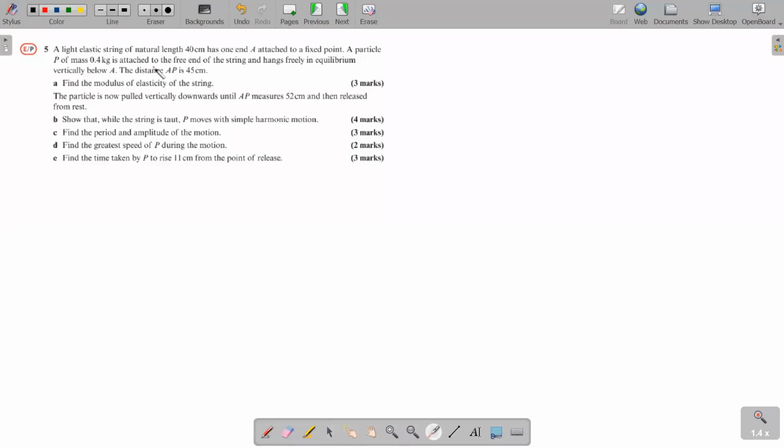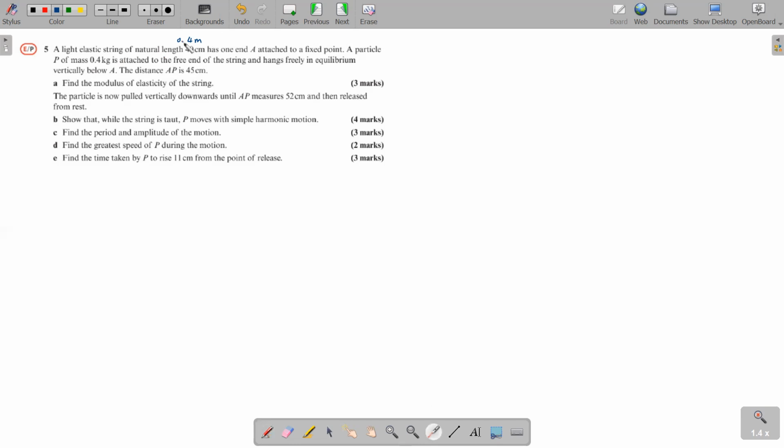Okay, so next we'll move to question number 5. A light elastic string. So this time we are working with a string. Be cautious of natural length 40 centimeter, or in other words 0.4 meter, has one end A attached to a fixed point. A particle P of mass 0.4 kilogram is attached to the free end of the string and hangs freely in equilibrium vertically below A. The distance AP is 45 centimeters.